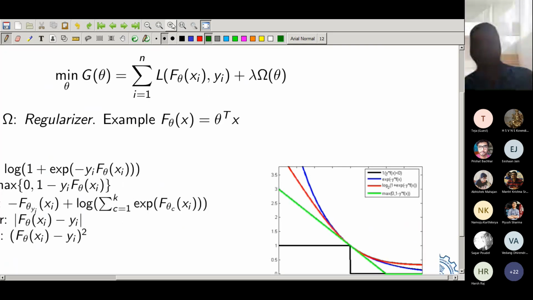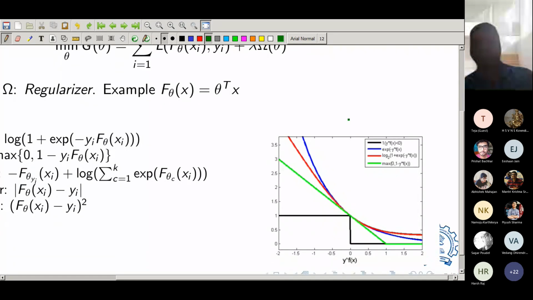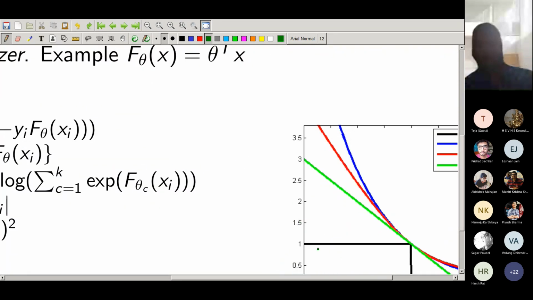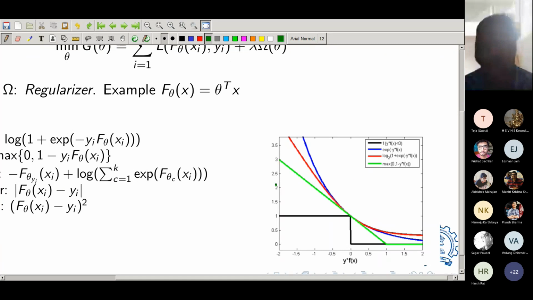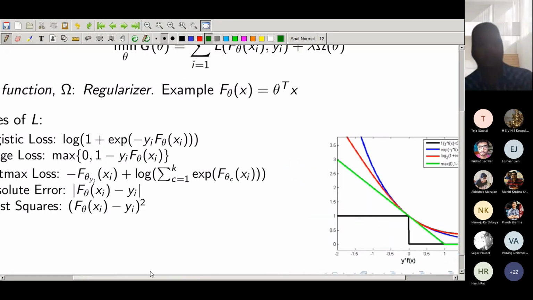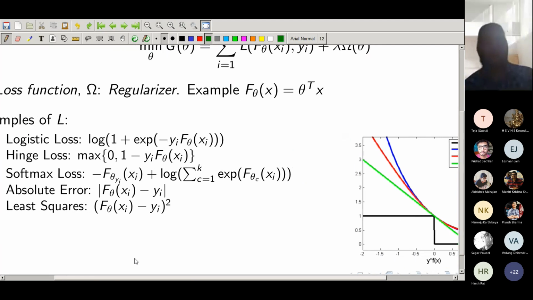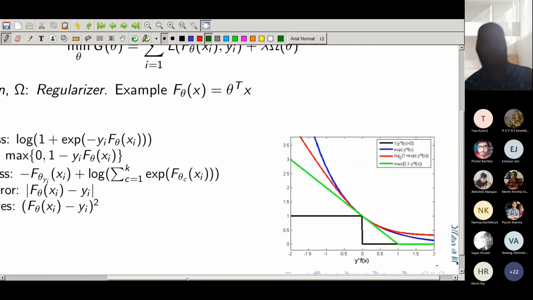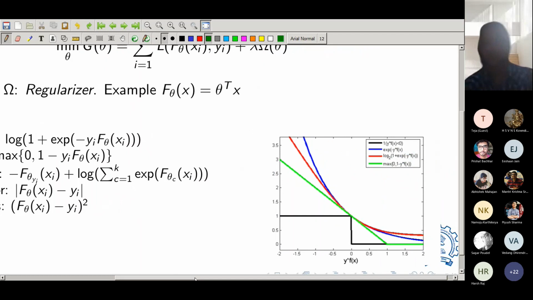Let me zoom in. Is this clear enough? Do I need to zoom in further? No, sir. Okay. So maybe we can try and recap. If you have done a basic course on machine learning, you'd probably be familiar with some of these loss functions. So the black one is basically the step loss. It's also called the 0-1 loss.